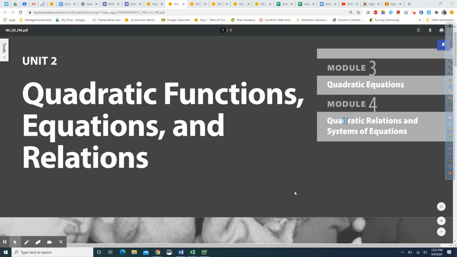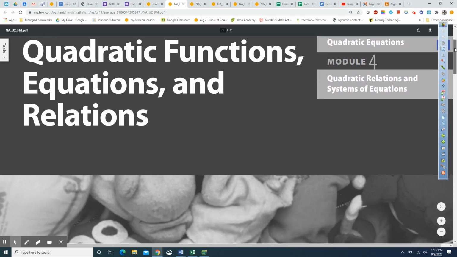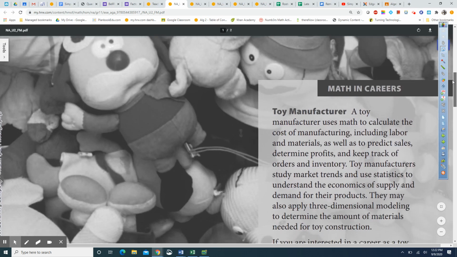Okay, so this is the beginning of our unit 2, on quadratic functions, equations, and relations. And in the book, we're going to be walking through some of the things there in the actual textbook that we use this year. It's on page 109, and they have a nice little cute thing here about toy manufacturers. You've got all these cute little stuffed animals, and they talk about how math is an important part of this industry, and it is.